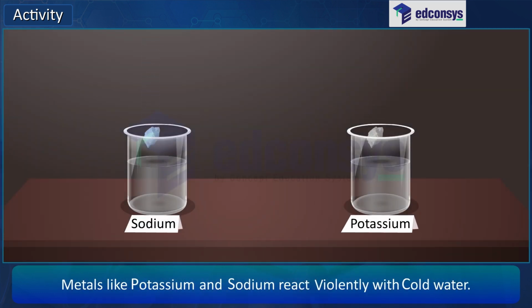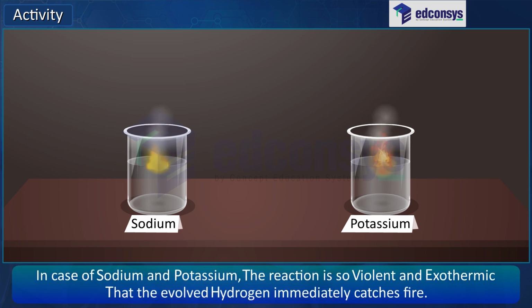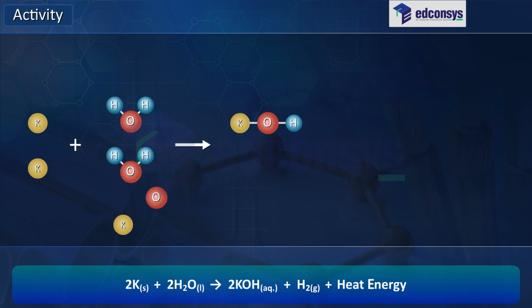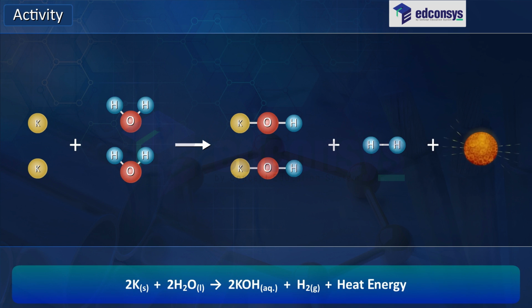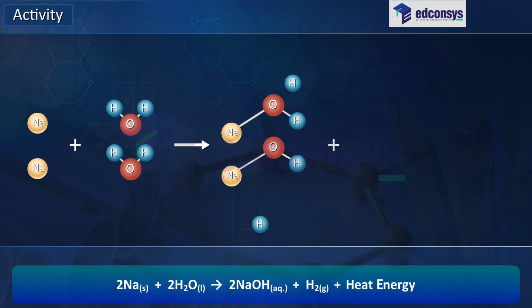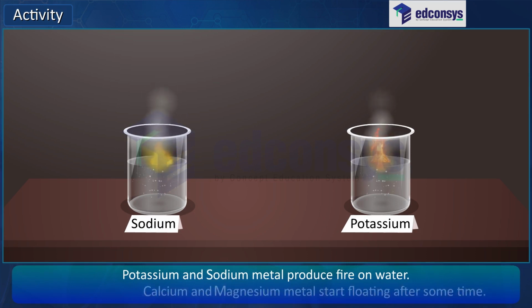Metals like potassium and sodium react violently with cold water. In the case of sodium and potassium, the reaction is so violent and exothermic that the evolved hydrogen immediately catches fire. 2K plus 2H2O gives 2KOH plus H2 plus heat energy. 2Na plus 2H2O gives 2NaOH plus H2 plus heat energy. Potassium and sodium metal produce fire on water.